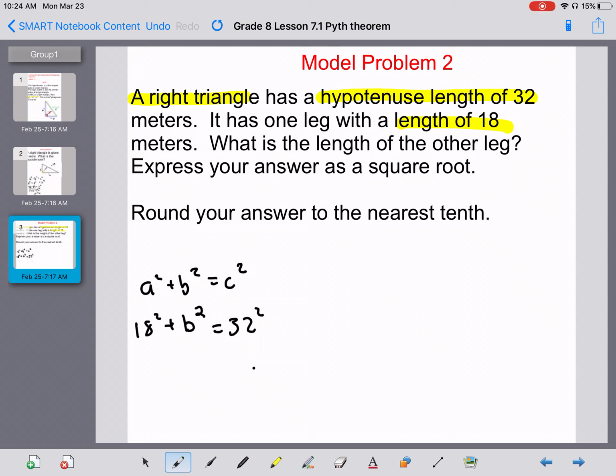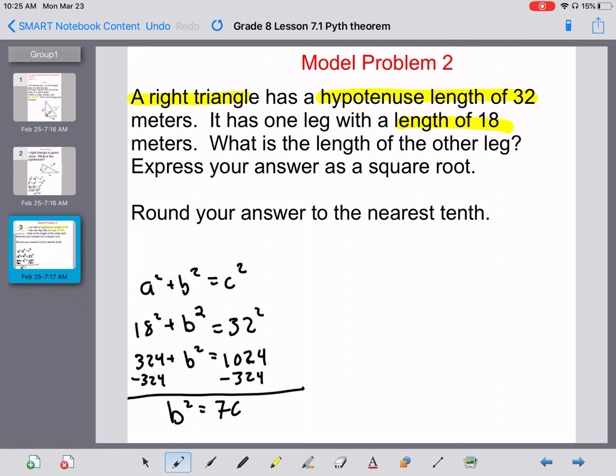18 squared is equal to 324 plus B squared equals 32 squared, which is 1024. Now I can subtract 324 from both sides. B squared equals 1024 minus 324 is equal to 700.